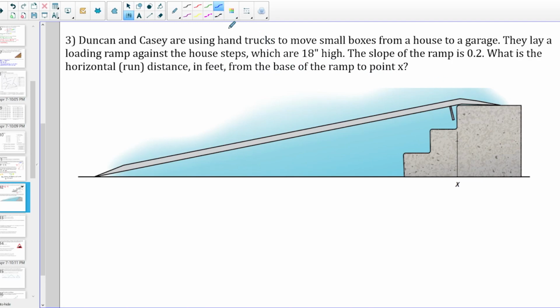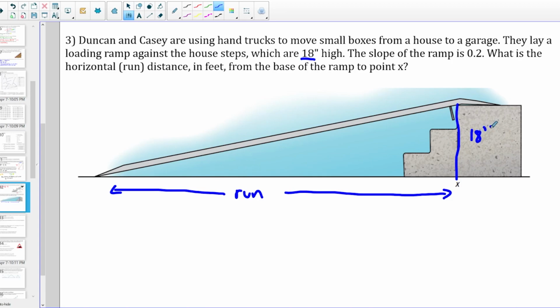So really what we're looking for is this horizontal distance from the edge of the ramp all the way up until point X. We know already that the steps are going to be 18 inches high. So that's going to be this right here. That's going to be 18 inches. And we know since we're working with a vertical distance, that will be the rise. We know the slope of the ramp is equal to 0.2. So we're going to use our slope formula to help us out.